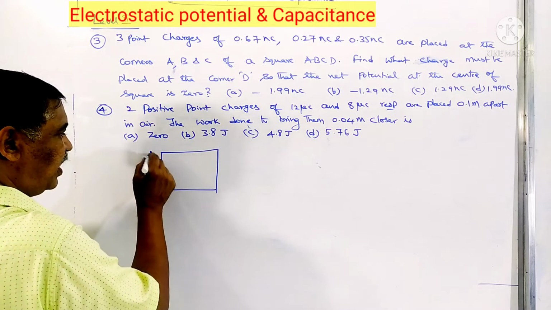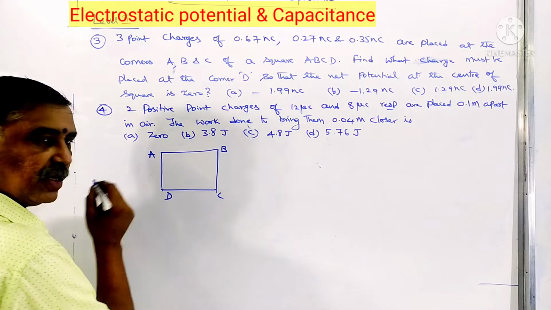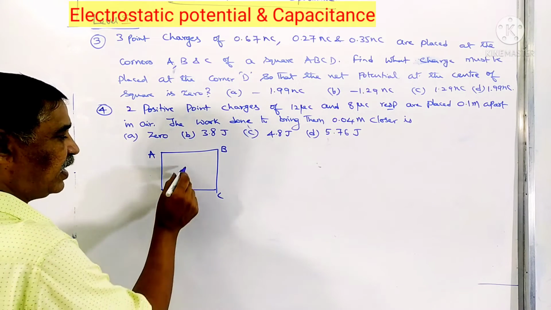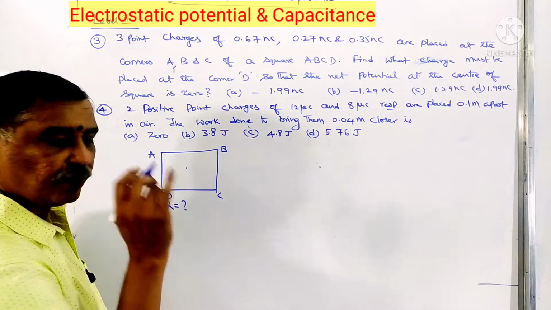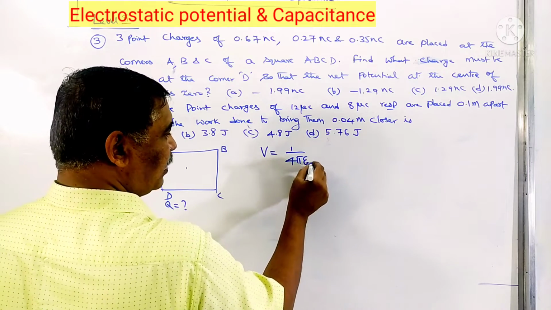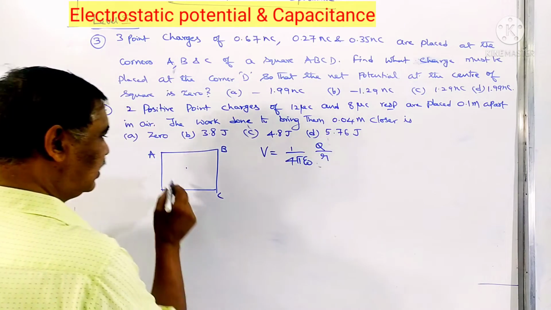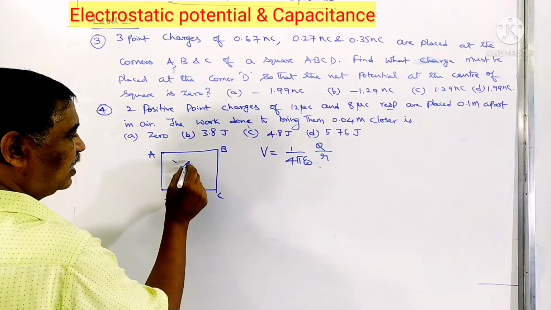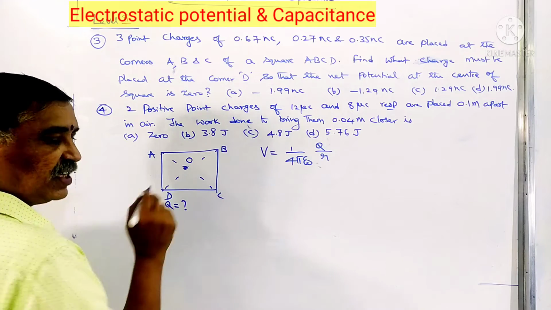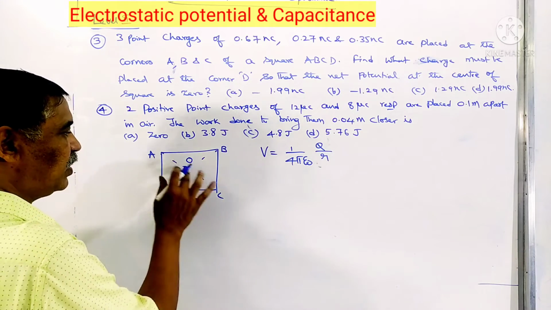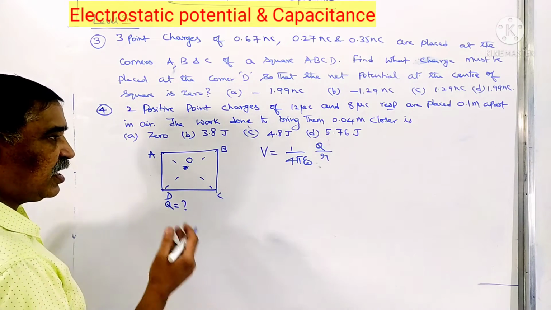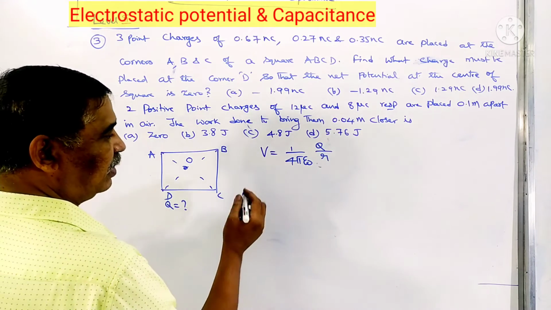Say we are given A, B, C, D. 4 corners are given. At D, what charge you have to place in order to make the potential at the center of the square 0? Potential formula is known to us. V is equal to 1 by 4 pi epsilon naught Q divided by R. R is the distance. So here the distance from center to A, center to B, center to D, center to C, they are all equal. So AO is equal to BO is equal to CO is equal to DO. So therefore I can take out the distance as a common term.